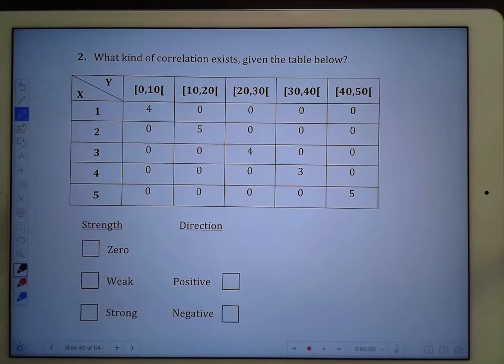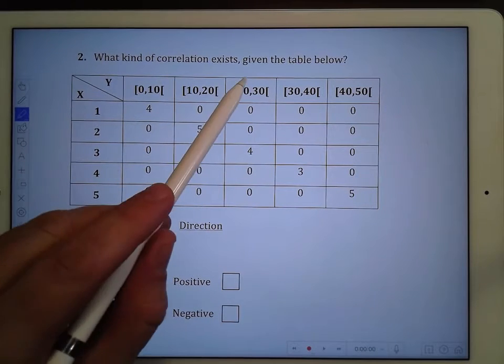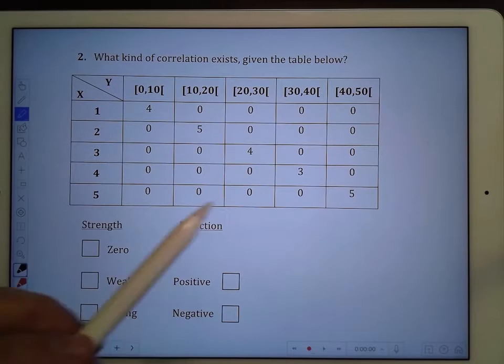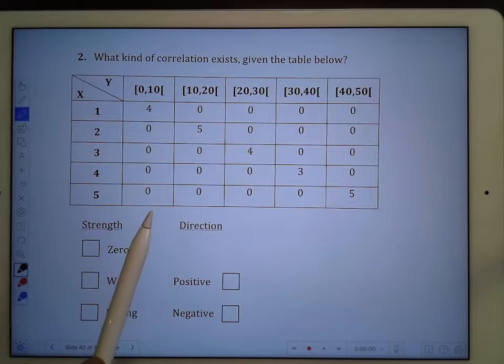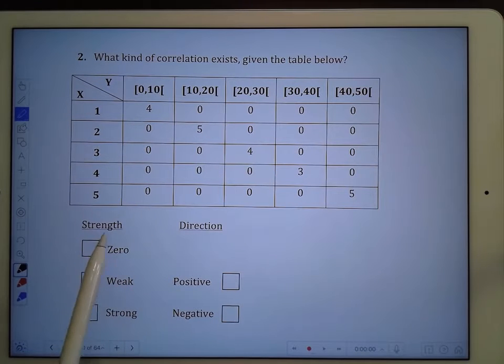Hi, this is contingency tables number 2. What kind of correlation exists given the table below? We have to make a decision about two features that a contingency table will always tell us about the relationship between two variables. That's the strength and the direction.